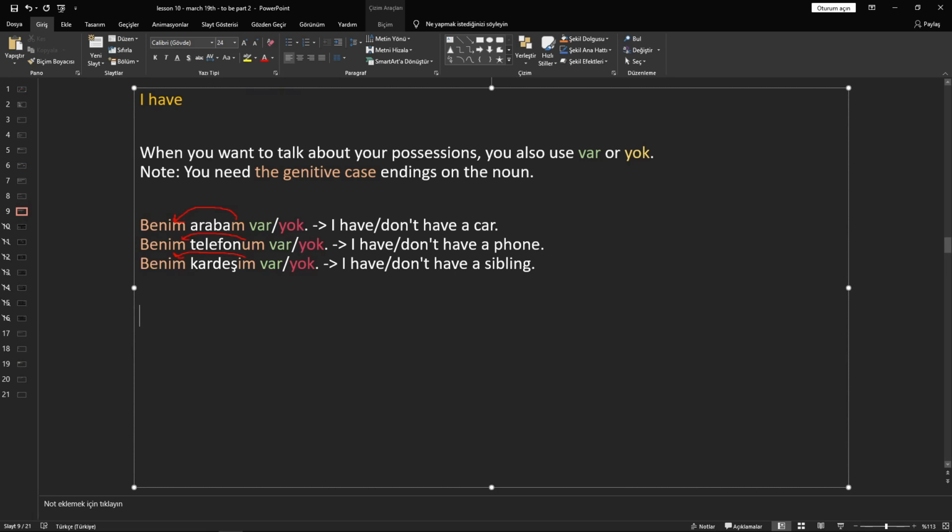So let's try to make more examples. Again, I will let you make up your own examples without spoilers. So how would you say, how can you say, I have money. I have money. How would you say this? Don't bother with the spoilers.